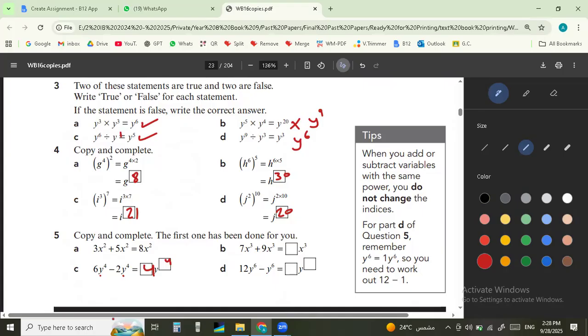Just like what they did over here, 3 plus 5 is 8, x to the power of 2 stays the same. Here, 7 and 9 is 16, x to the power of 3 stays the same. 12 minus 1 is 11, y to the power of 6 stays the same.